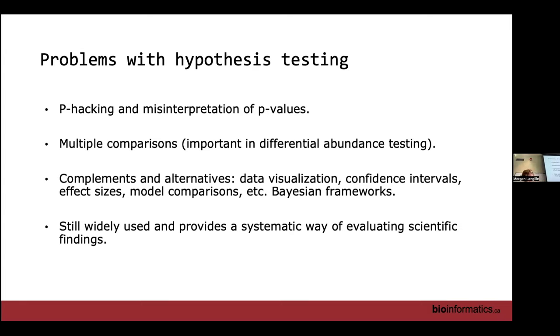compare different models. This is also why Bayesian frameworks have become really quite popular, as they move away from emphasizing those p-values and instead give how sure we are, the confidence around our estimates. They've definitely become quite popular. However, hypothesis testing is still very widely used by lots of people, including me. And they do provide a systematic way of evaluating our scientific findings and comparing results.